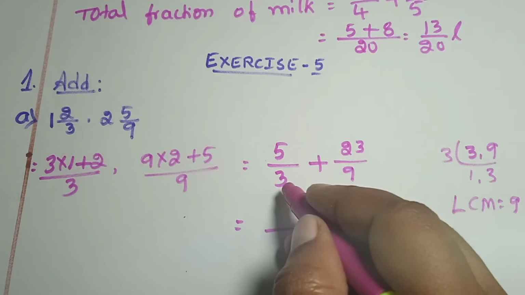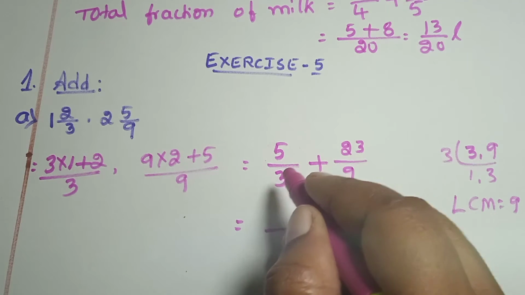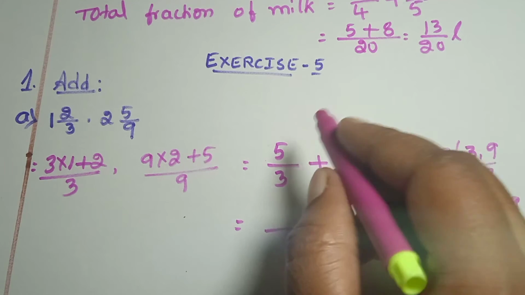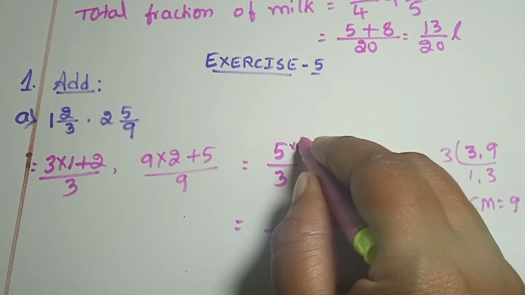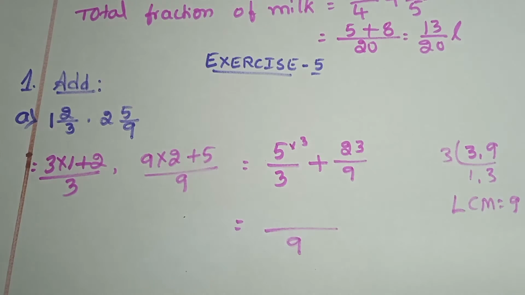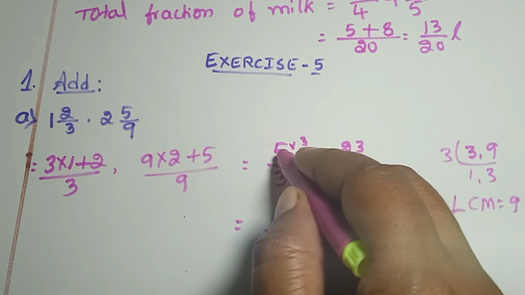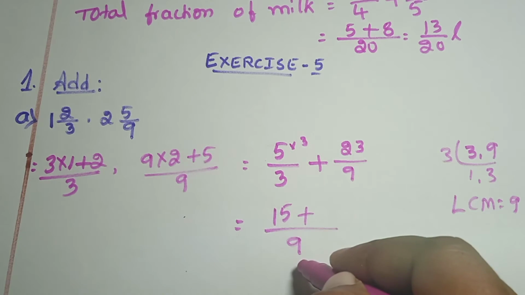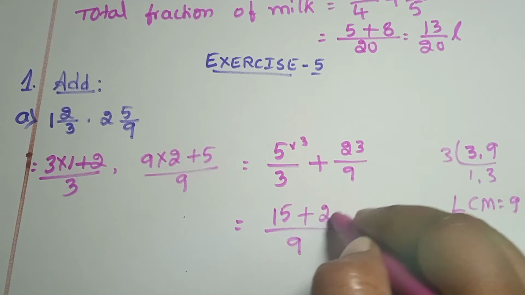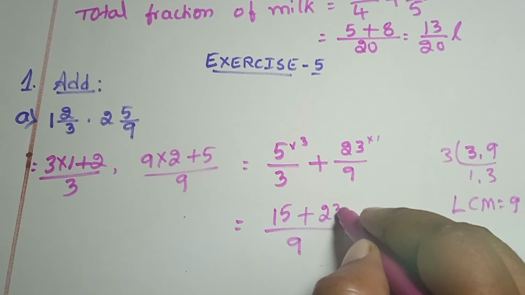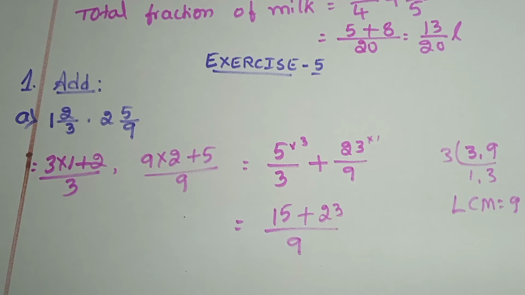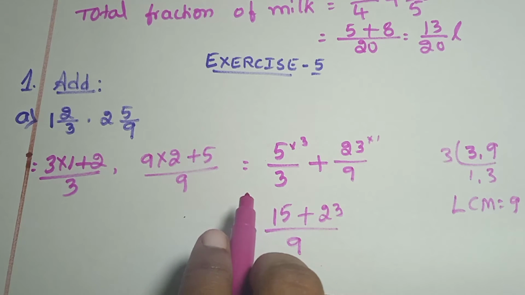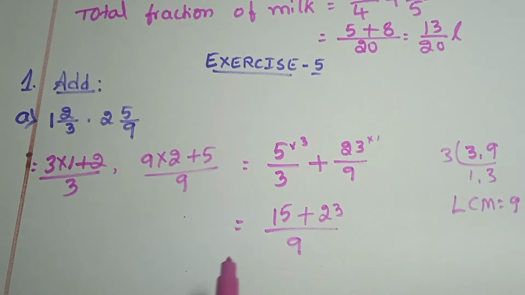We should multiply with this. Okay, which number should we multiply to get 9? 3. That number you should write in the above, that is the numerator. It is very easy, children. 5 into 3 is 15. Here 9 ones are 9, that one we should multiply with 23, that is 23 ones are 23 only. Okay, easy step, children. Once again I will explain to you, children. This is an easy step actually.